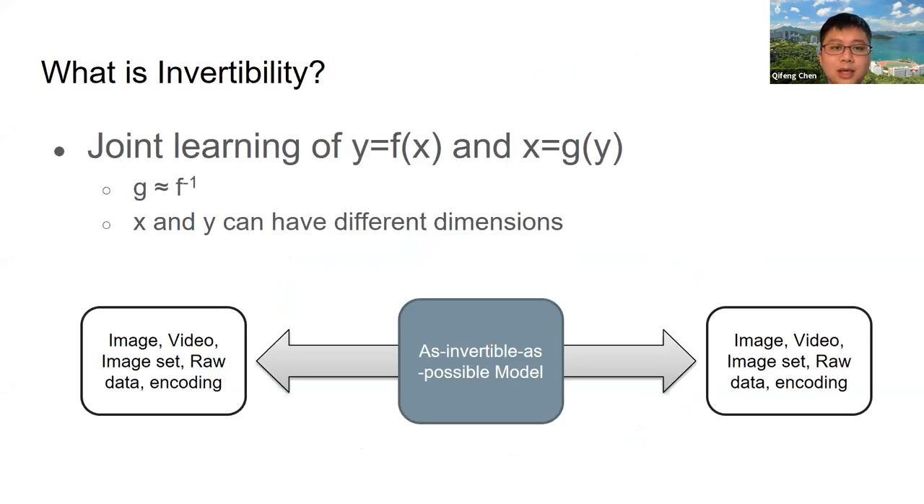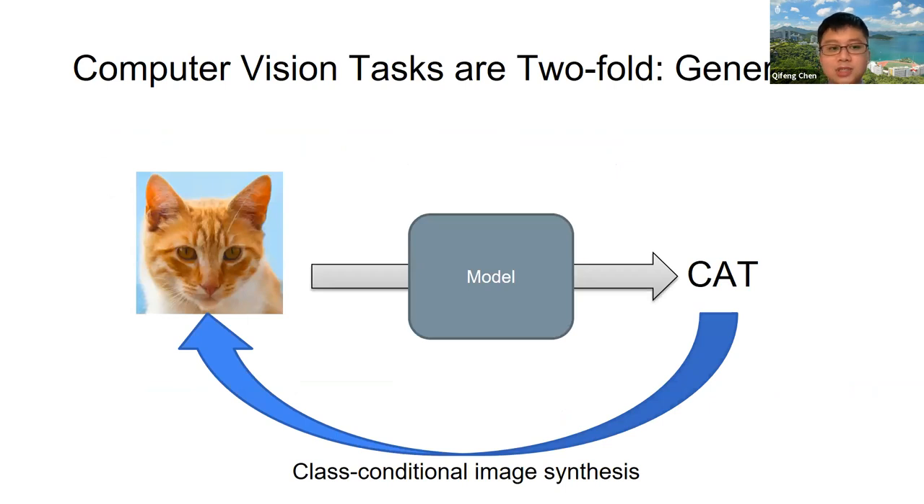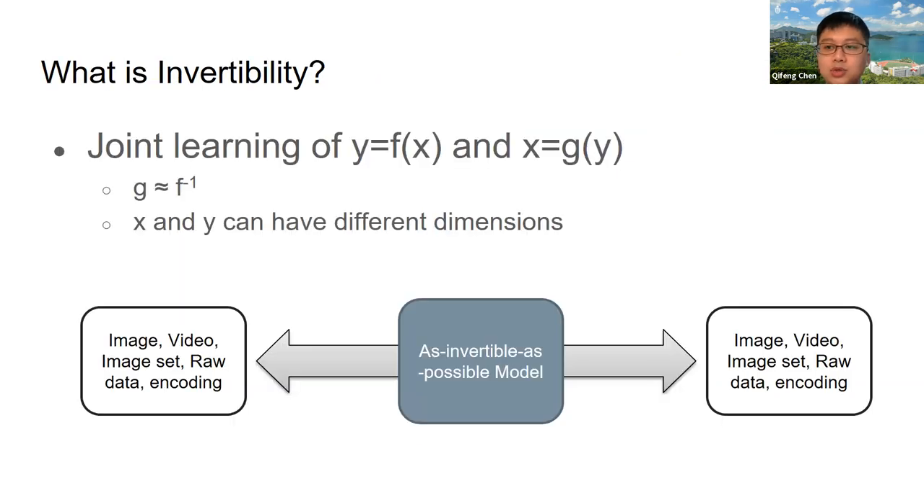And what is invertibility? How can we consider these two types of tasks in a single model? We may think about whether we can do some joint learning, where we have a close to bijection mapping between the input and output. In fact, in image processing, we may be able to achieve such an objective. Because if we only get the cat label, it's very hard to tell what type of cat it is. But in image processing, usually we enhance an image that shares a similar dimension as the input. So we may think, can we have a model that's as invertible as possible? A lot of tasks can be formulated under such a constraint, having an as-invertible-as-possible model.